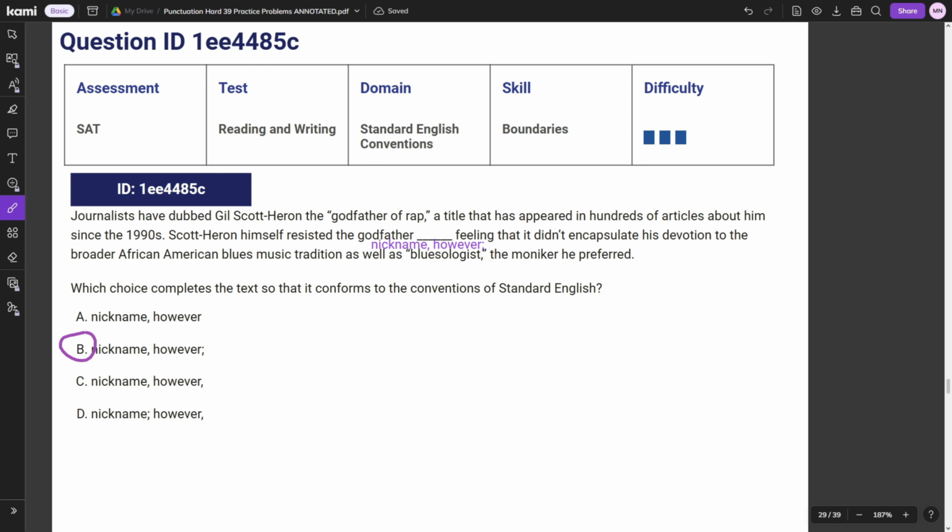Scott Heron himself resisted the Godfather nickname, however; feeling that it did encapsulate his devotion to the broader blues music tradition, as well as bluesologist, the moniker he preferred. So does it make sense? Yeah, it does. It does add on some more details. He resisted the Godfather nickname, and it gave a reason why. But there's one important thing that you need to notice here. This entire section after the semicolon actually isn't a complete sentence, because there's not a noun and there's not a verb. This is like if I were to say, playing Genshin Impact.